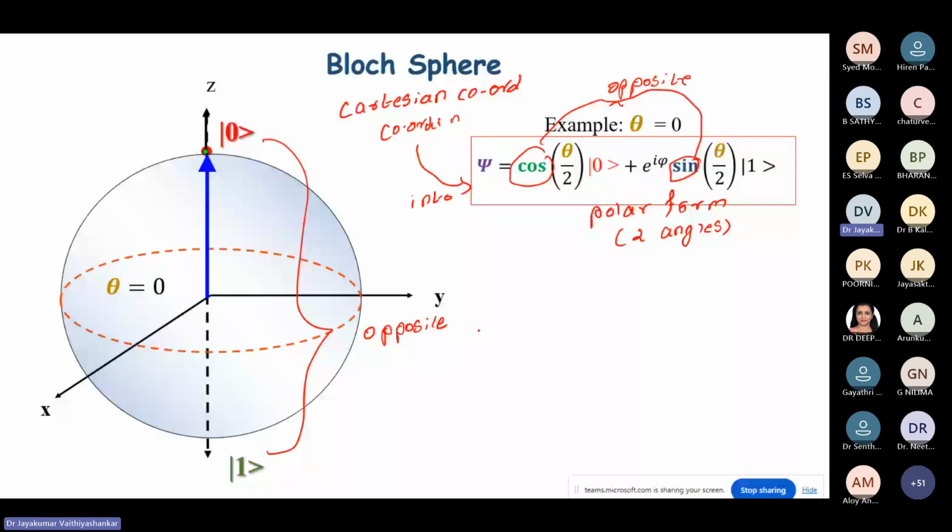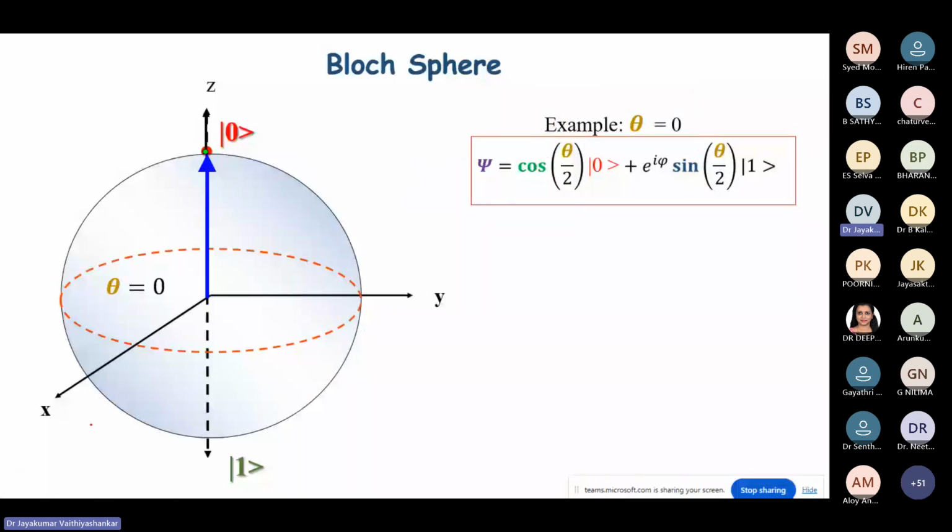Try to look slowly. Previously we had three Cartesian axes: x, y, z. We converted them into two angles. From the two angles, we are able to represent in polar form. This is your superposition, which represents your quantum particle. If you want to define your quantum particle, you can represent it in the form of superposition.